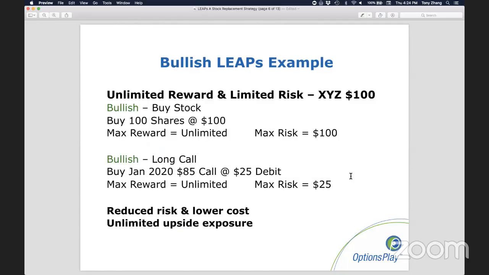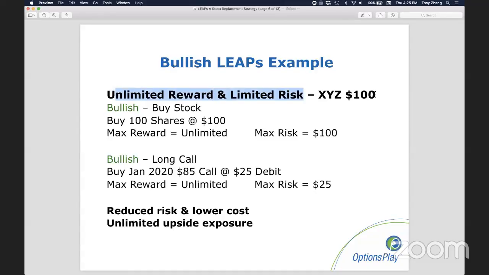So let's first break down the bullish example. So we're bullish on a stock. Let's say you have a stock in mind. You're long-term. You think the stock's going to appreciate in value. So one thing you can do is you can buy the stock. The other thing we're suggesting that you can take a look at as an alternative to that is buying a LEAP option. So let's take a look at this. LEAP options provide you with what we consider unlimited reward with limited risk.